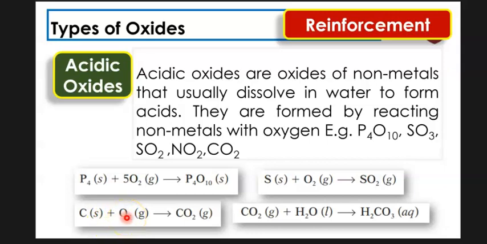So basically, when a non-metal reacts with oxygen, it can form an acidic oxide. The acidic oxide would then dissolve in water to form acid. That's what actually makes them acidic oxides.